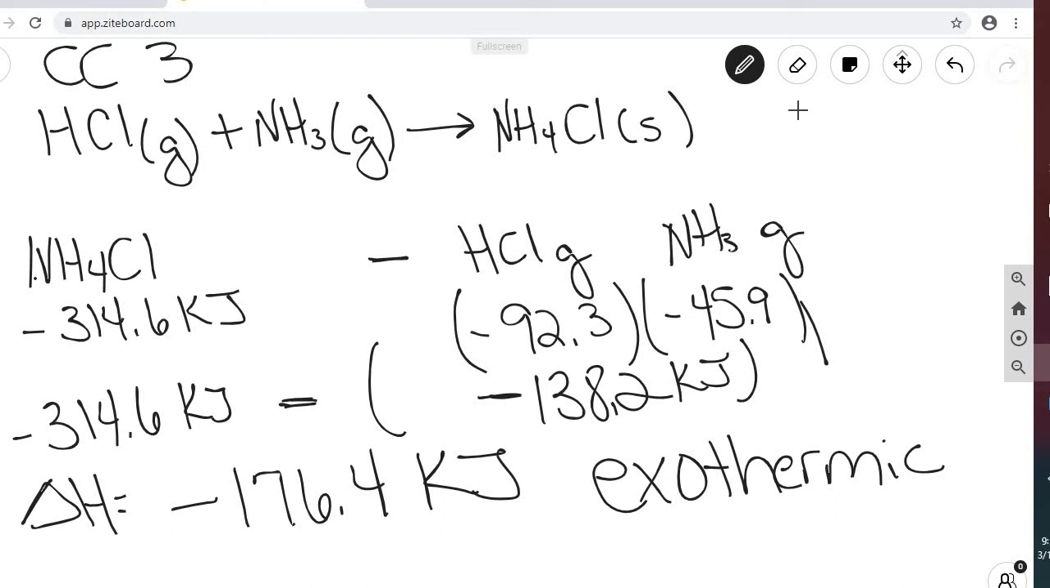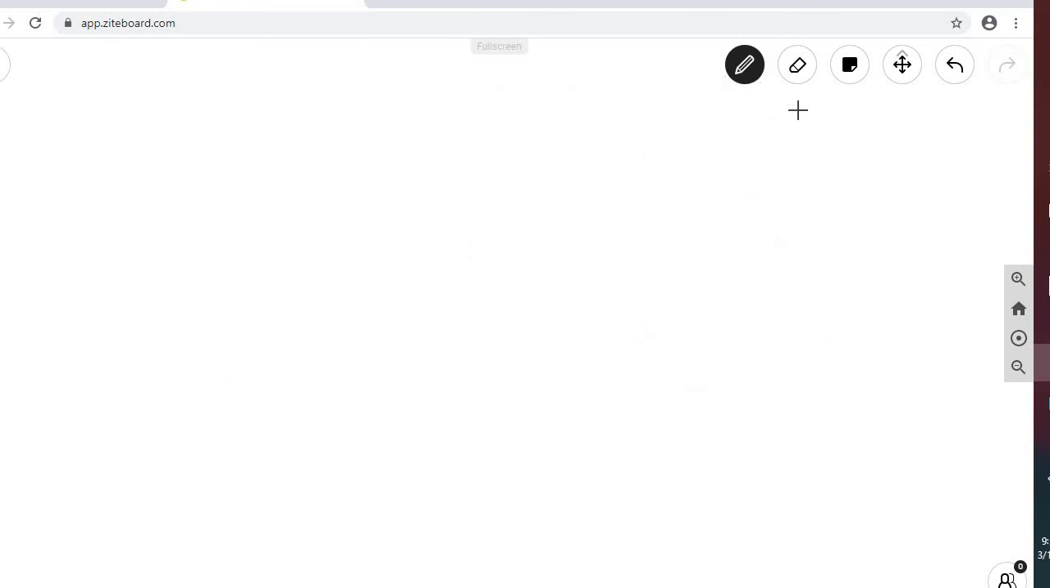Okay, and then let's do comprehension check number 4. In comprehension check number 4, the chemical reaction, it says use Hess's law to determine delta H for the complete combustion of C2H6. So that's a gas. And it's at 25 degrees, so that we can use our chart for that.